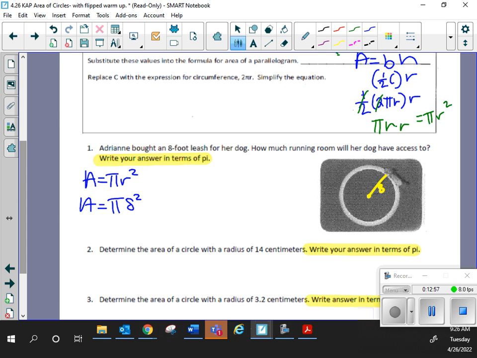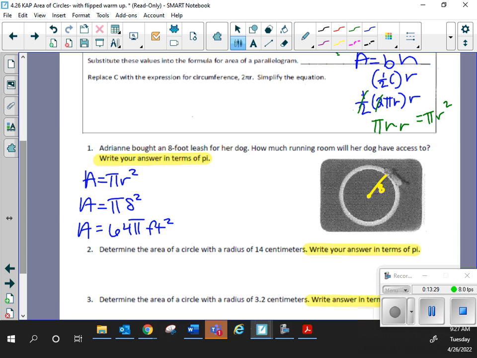Now it's been a hot second since we've done exponents. 8 squared is the same thing as 8 times 8, so that's going to be 64 pi. Okay, again, 64 pi means I still need to multiply by 3 something. But it's going to be that. Because I'm talking about area again, my units are going to be feet or feet squared? Feet squared. Okay? Are we good with that? Copy it down.